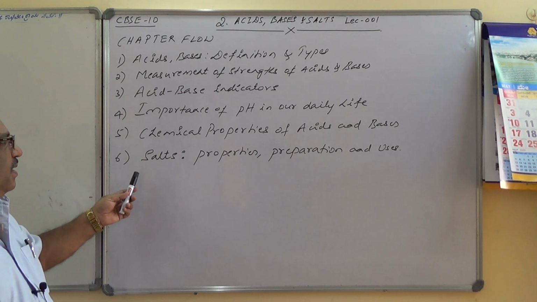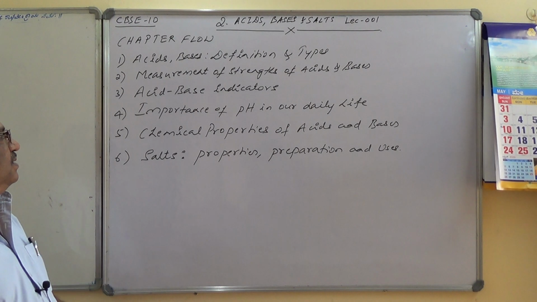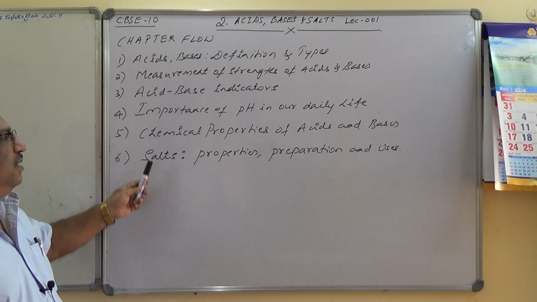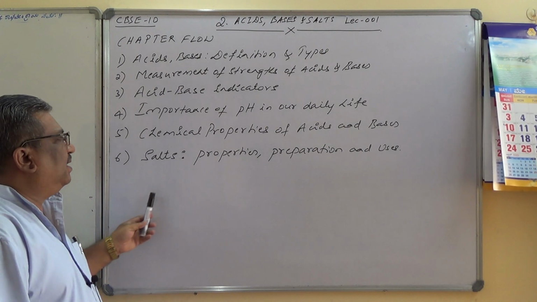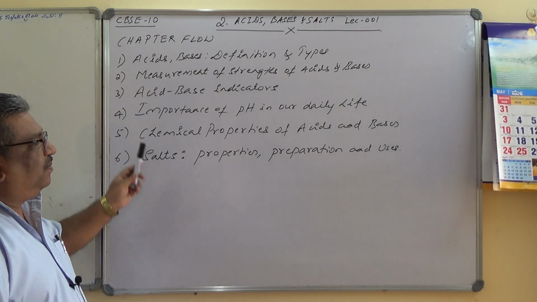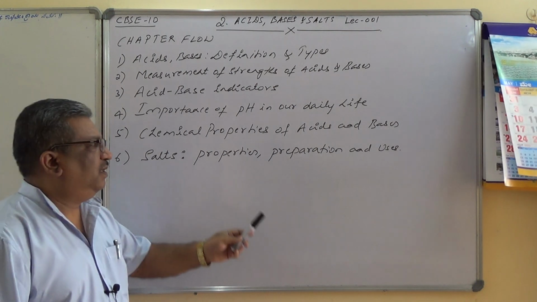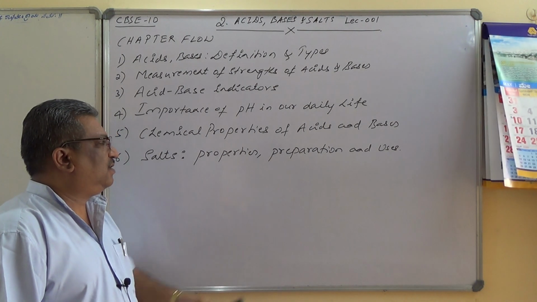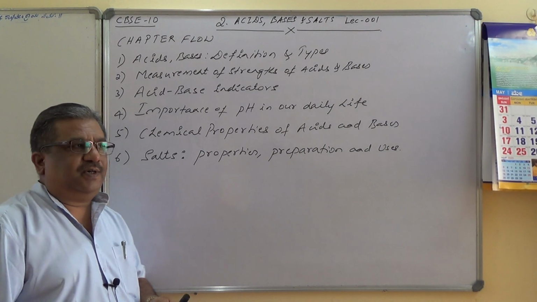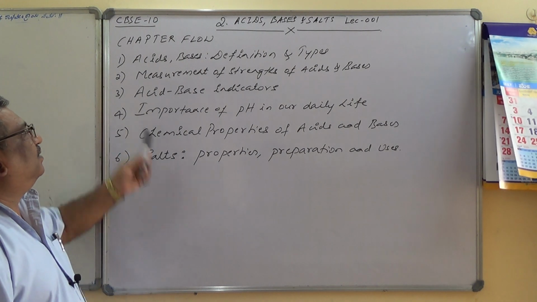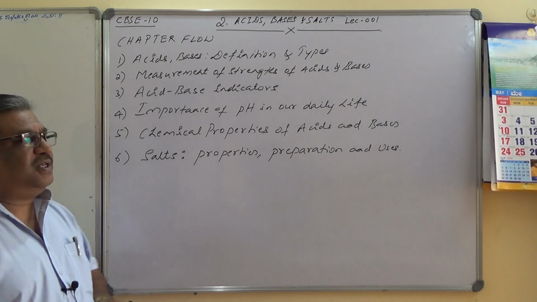Here the most important part is the chemical properties of acids and bases. Of course everything is important, but mainly there are a lot of chemical reactions in the chemical properties of acids and bases, and also in the salts, the preparation, applications, and some of the properties are very important. So these two, the fifth and sixth, are the most important parts of this chapter. Okay, so please note down the chapter flow.